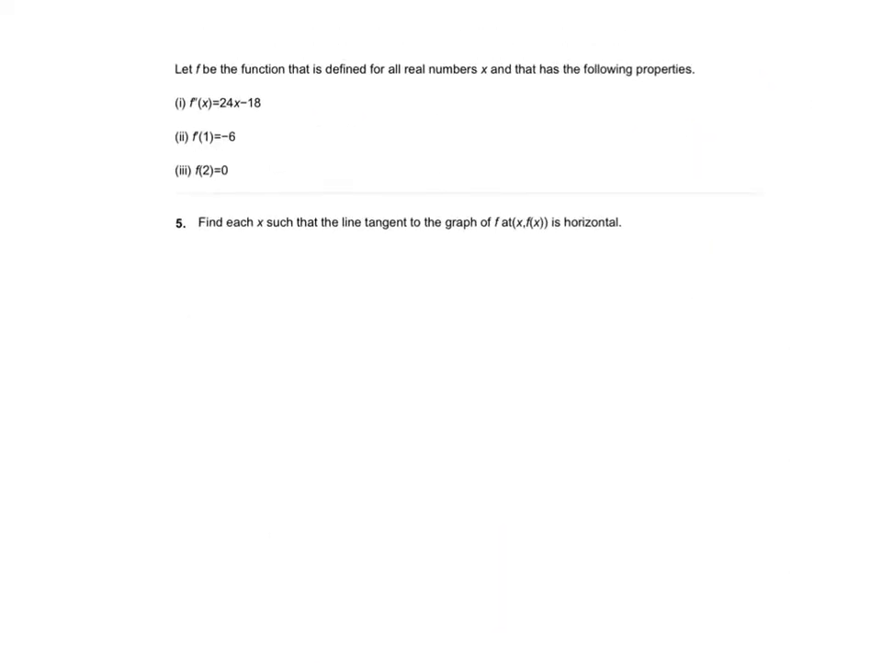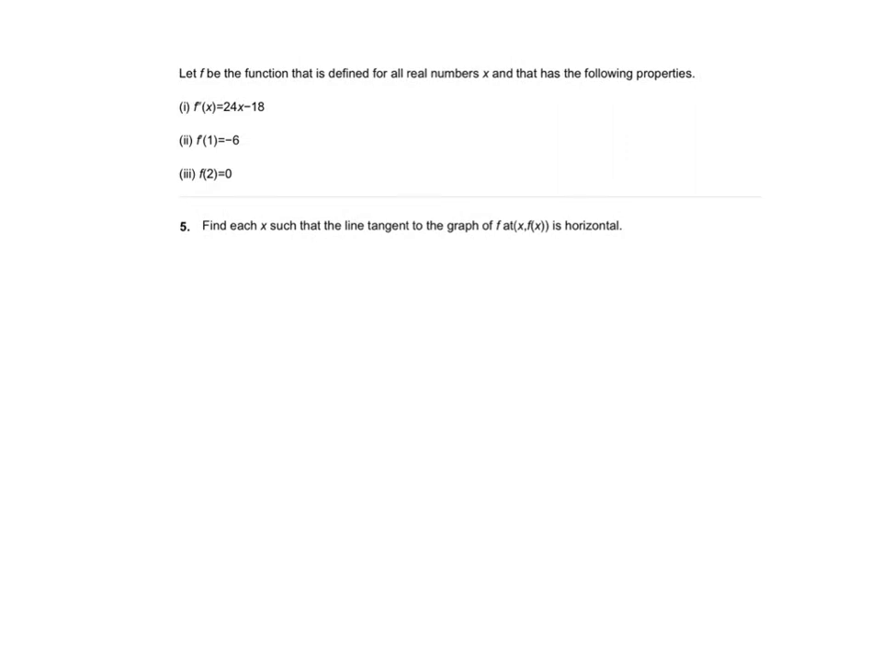Okay, next one says, let f be a function that's defined for all real numbers x and has the following properties. It gives you the derivative, the second derivative, and just the function. Find each x such that the line tangent to the graph of f is horizontal. So we want to know where the graph has horizontal tangents. So we want to know where f prime is 0.